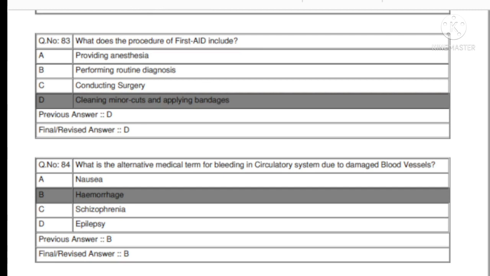Question number 83. What does the procedure of first aid include? Providing anesthesia. Anesthesia cannot be provided in the first aid. Performing routine diagnosis. It cannot be a procedure of first aid. Conducting surgery. This can also not be a part of first aid. Cleaning minor cuts and applying bandage. So D is the answer.